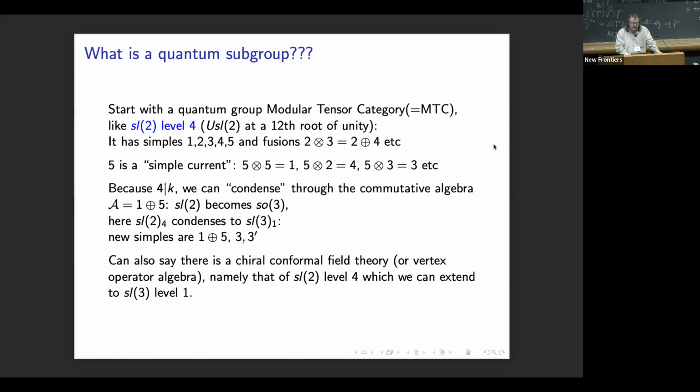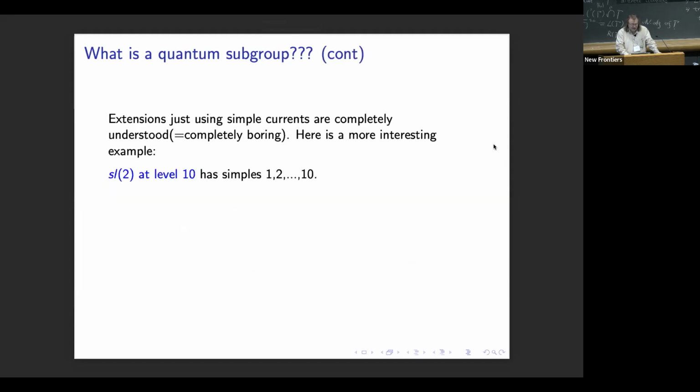We can also use the conformal field theory language. So there's a chiral conformal field theory. We'll talk more about this in a few slides, but a conformal field theory can be interpreted as 2 chiral halves, which are then spliced together. The chiral conformal field theory, or vertex operator algebra, is SL2 at level 4, and you're extending this vertex operator algebra, and it becomes isomorphic to SL3 at level 1. Okay. These are not meant to impress you. These are the boring extensions, the boring condensations, the ones involving simple currents.